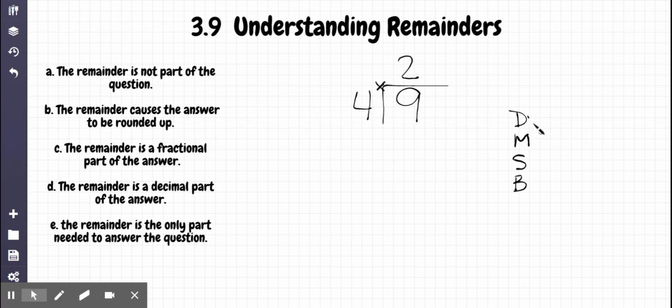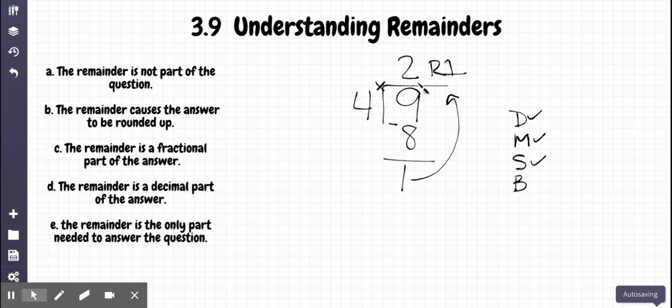So I divided. Now I'm going to multiply. 2 times 4 is 8. I'm going to subtract: 9 minus 8 equals 1. And I don't have anything else to bring down over here, so this is going to be my remainder. Okay, so I have 2 remainder 1. So there are a few different ways that a remainder can be used.